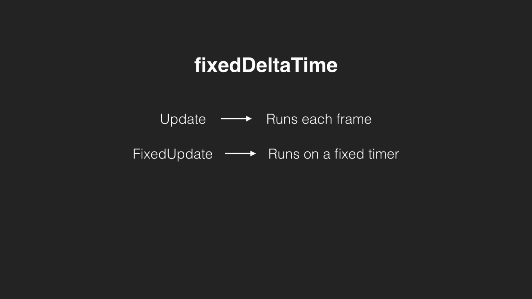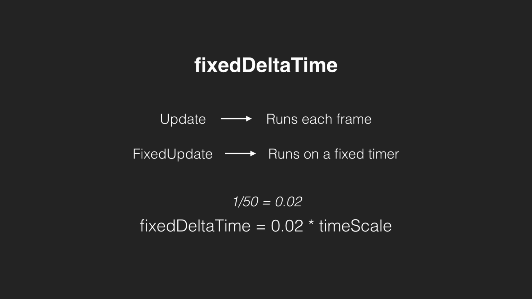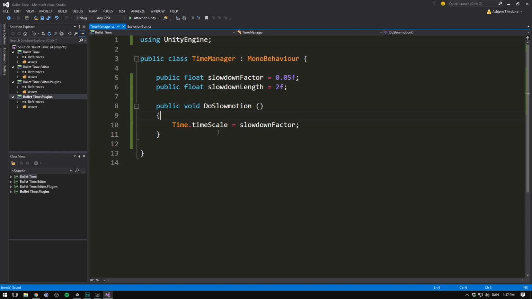We normally want our FixedUpdate to run around 50 times per second, which means that fixedDeltaTime should be 1 over 50, which is equal to 0.02. And then we multiply with the Time.timeScale so that when we slow down time, making timeScale smaller, we will also decrease the time between each FixedUpdate. So to make sure that we adjust the fixedDeltaTime inside of our TimeManager, we simply go Time.fixedDeltaTime equals Time.timeScale multiplied with some small number, say 0.02, which is the standard. Make sure you do this after we adjust the Time.timeScale.